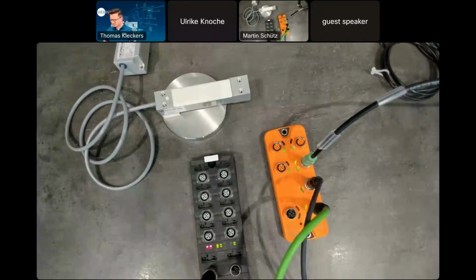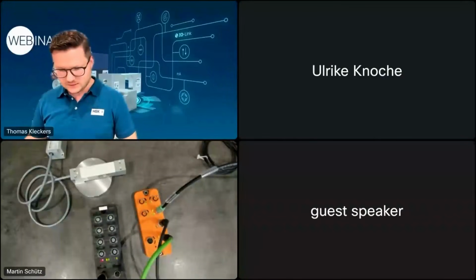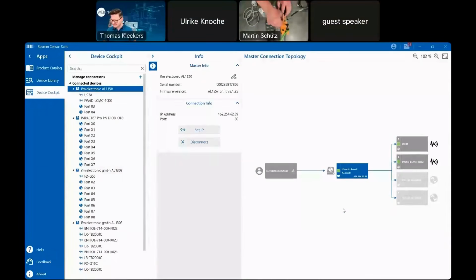And I will connect that to the device again. I think it is not so important that you can see what I connect. It's more important to see the software right now, to see what happens there. So now you see here, no additional sensor connected. Thomas is connecting the load cell now. And the master has detected the load cell and reads out the basic data.